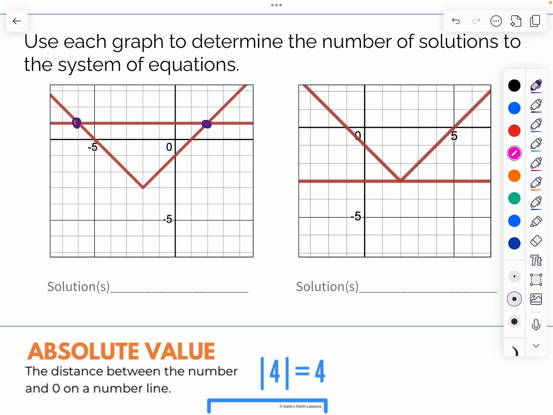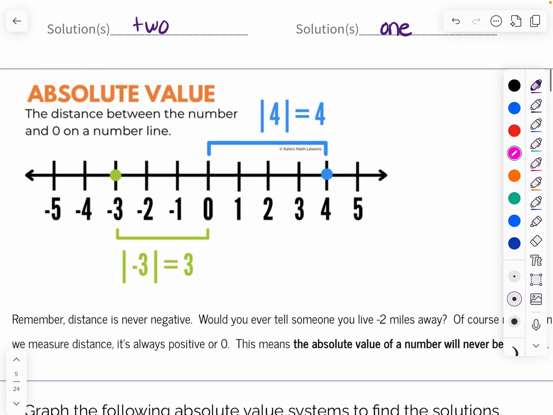Next one, again, you have 2 points of intersection, which means that there are 2 solutions. And then in this case, you just have the vertex of your absolute value and a line intersecting, and that is 1 solution. So you have a possibility of 1, 2, or no intersection points for these types of graphs.